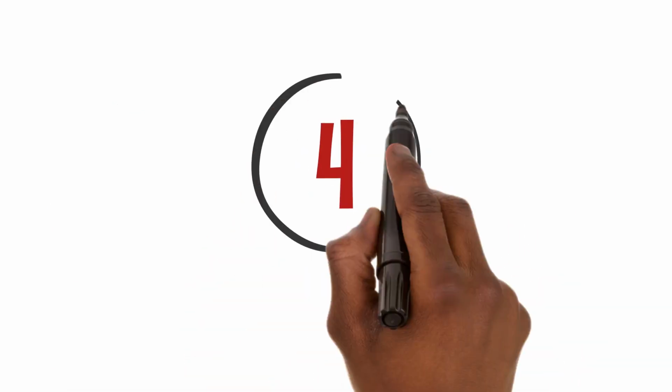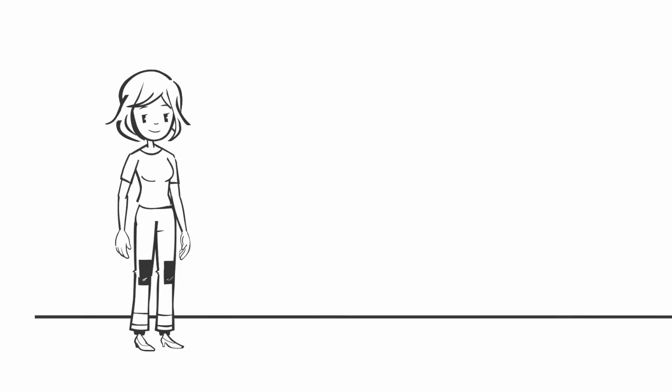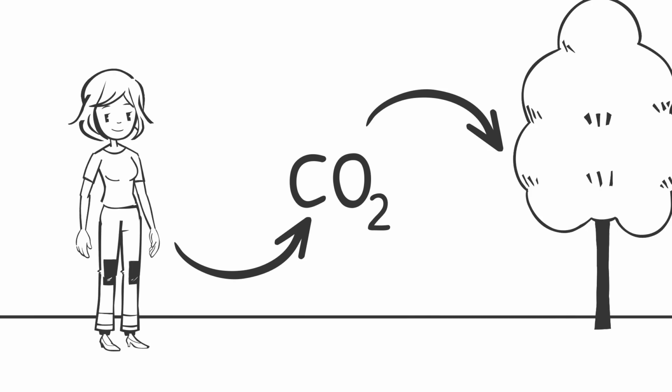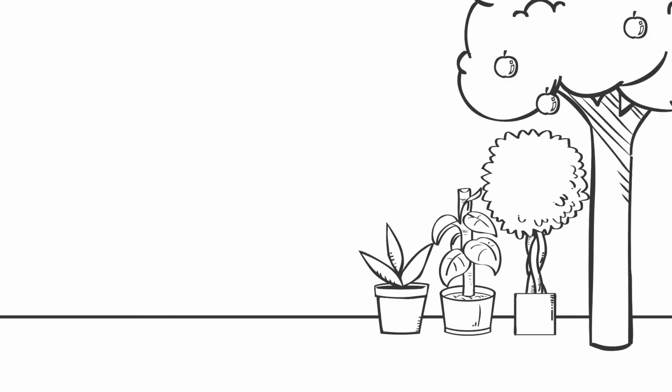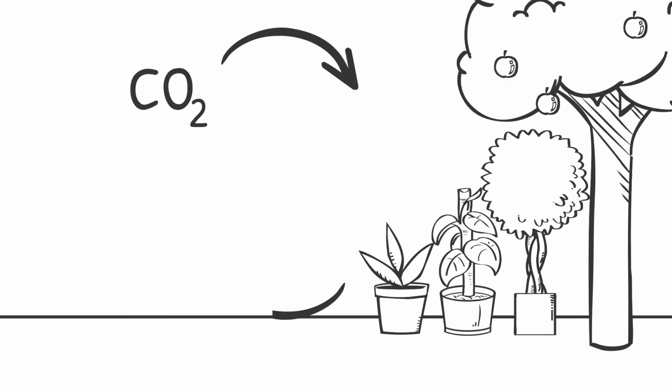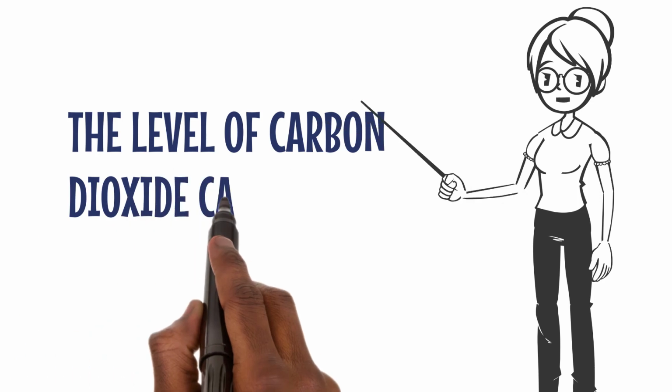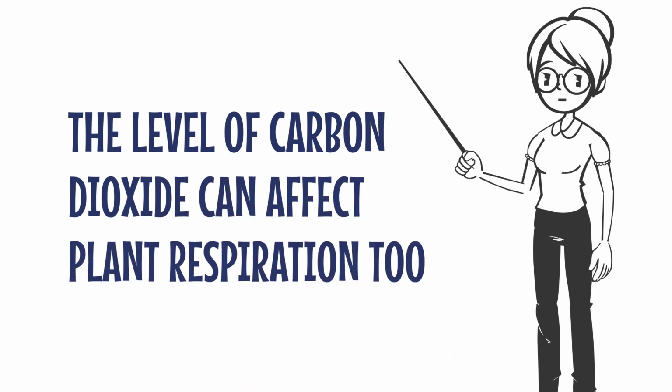The fourth factor is carbon dioxide. We release carbon dioxide when we respire, but plants actually need it. Yes, they take in carbon dioxide and release oxygen during a process called photosynthesis. So, the level of carbon dioxide can affect plant respiration too.